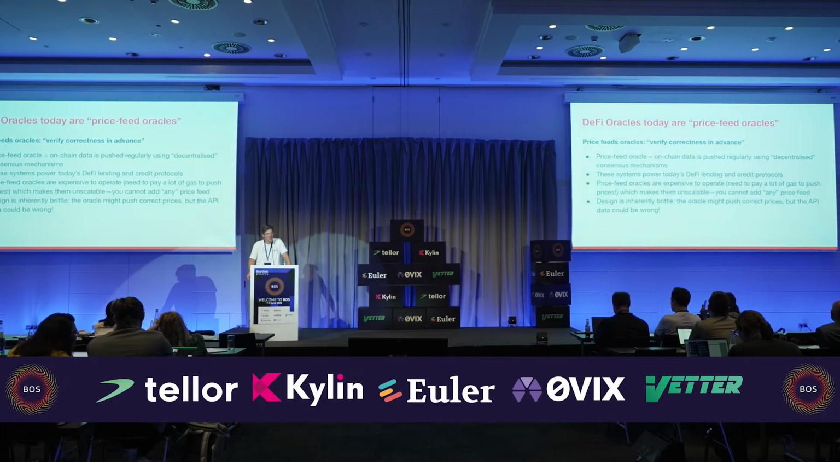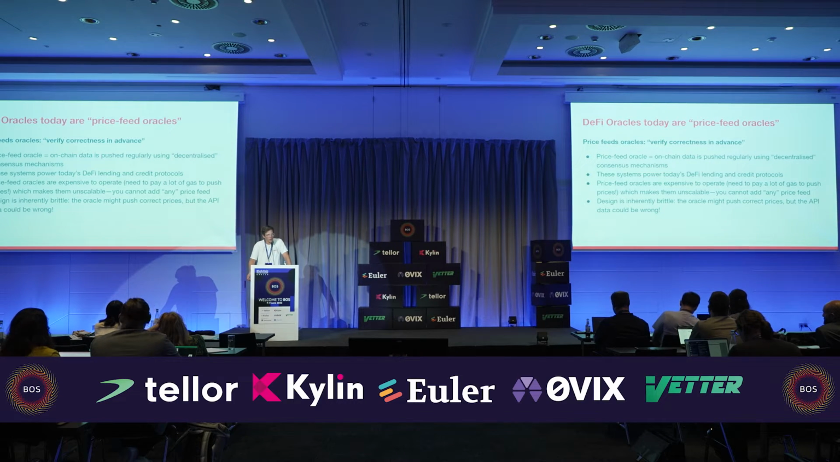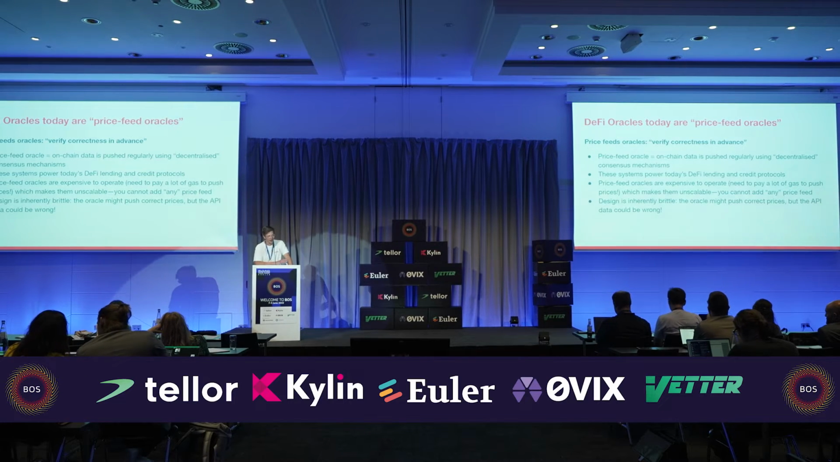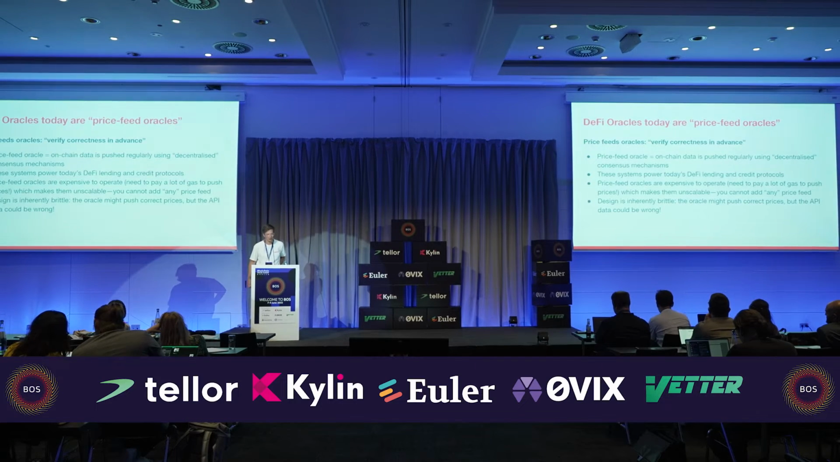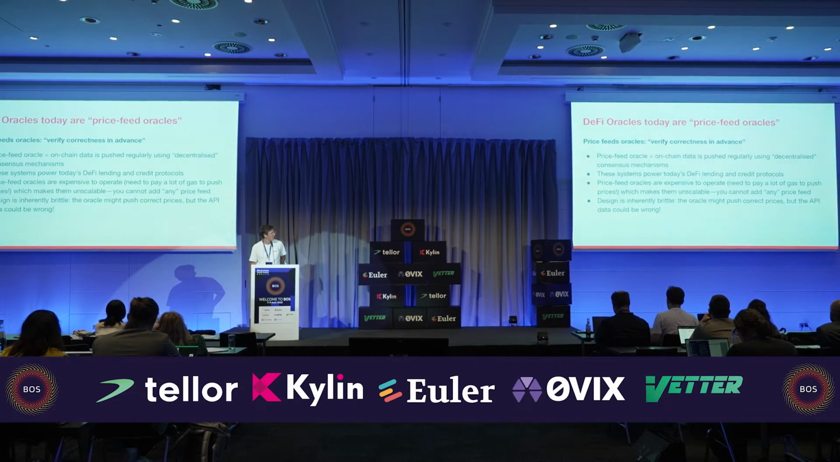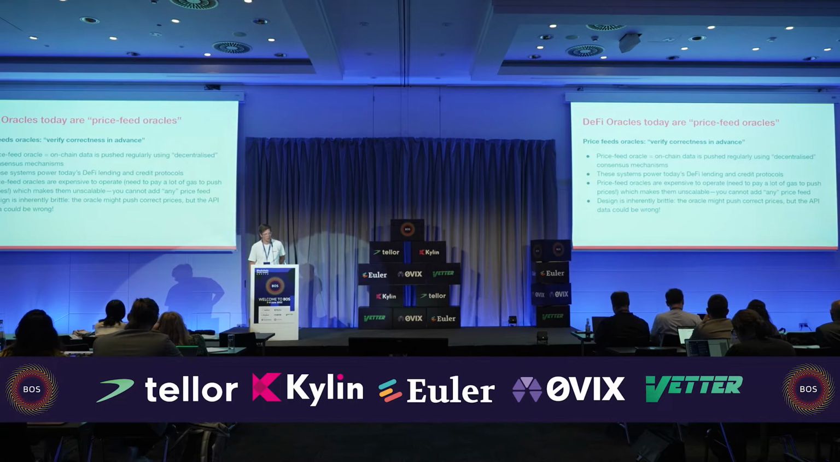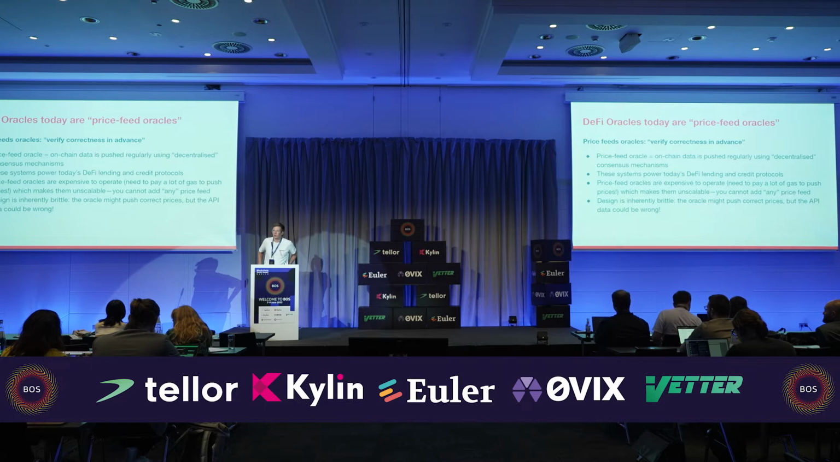So to go in a bit more detail on what I call price feed oracles, I look at these technically as systems that verify correctness in advance. A price feed oracle is going to say, hey, here's the answer, it's immutable, can't be changed. And they are systems that regularly push data through a supposedly decentralized consensus mechanism, and I think there's some debate there about how decentralized that is. But they provide something really useful for all of the credit and lending protocols that have flourished in DeFi in the last couple years. The problem, of course, is that these types of oracle systems are expensive to operate.